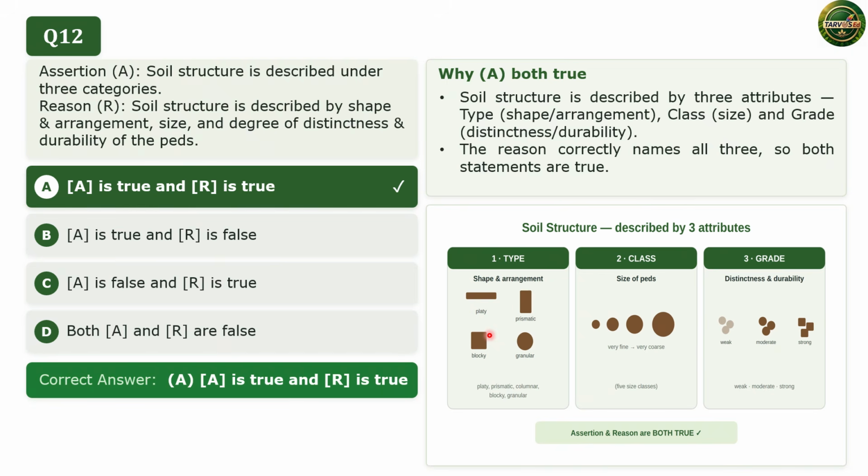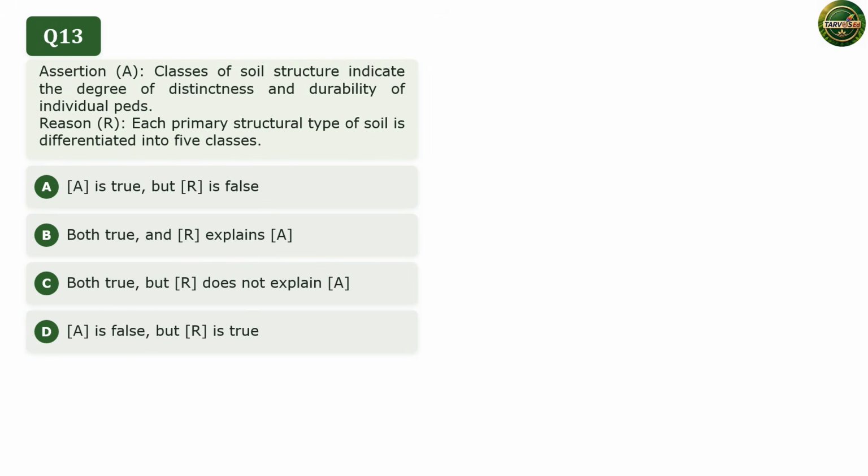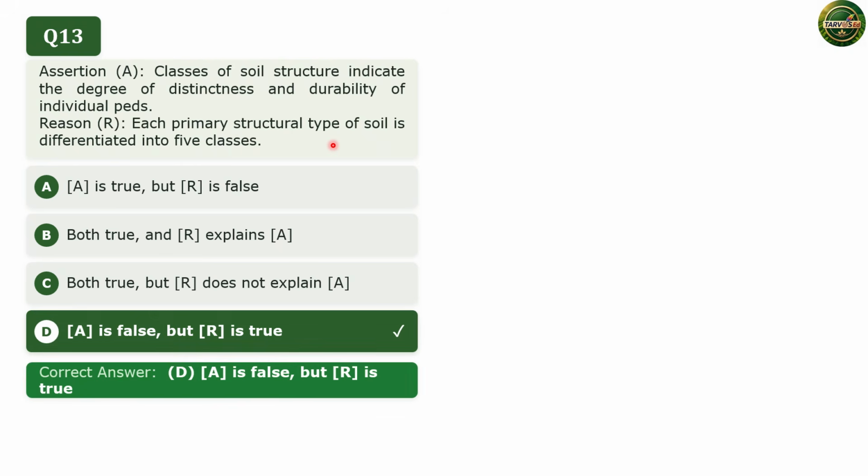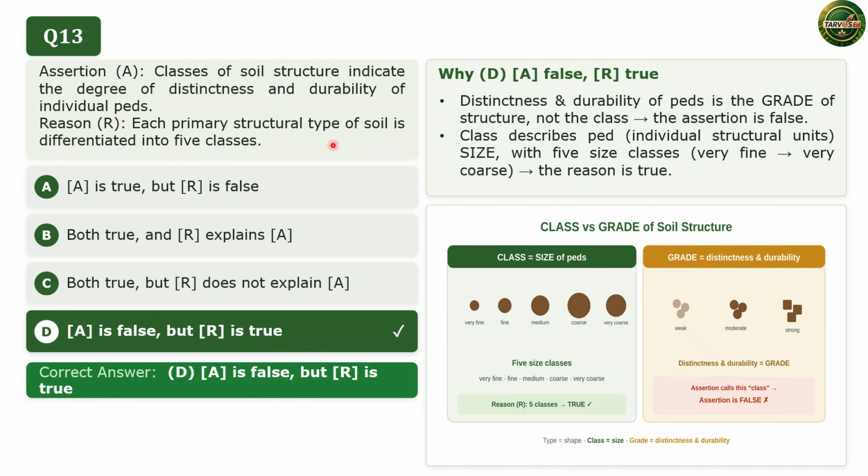From the agricultural point of view, the spheroidal type, that is the crumb subtype, is the most desirable structure. This question is also related to soil structure, and is an assertion and reason question. Assertion: classes of the soil structure indicate the degree of distinctness and durability of the individual peds. Reason: each primary structural type of soil is differentiated into five classes. The correct answer is option D. A is false and R is true. We saw in the earlier slide that degree of distinctness and durability is nothing but the grade, not the class.